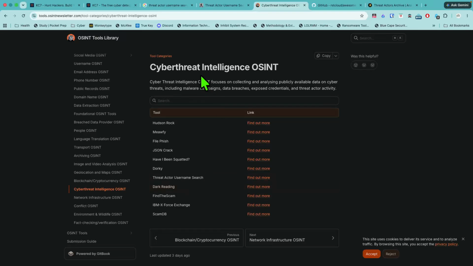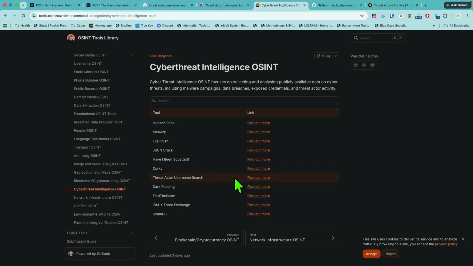So highly recommend bookmarking this because they have a lot of tools on OSINT, such as, for example, cyber threat intelligence OSINT. Cyber threat intelligence OSINT, open source intelligence, focuses on collecting and analyzing publicly available data on cyber threats, including malware campaigns, data breaches, exposed credentials, and threat actor activity.